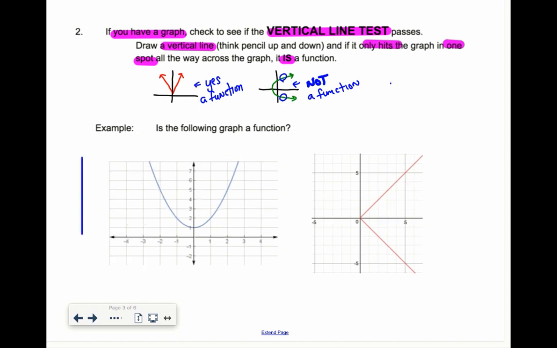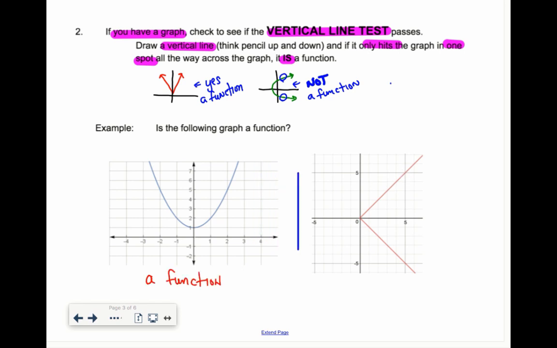So this first example, if I take my vertical line, you could use your pencil, and if I come across the graph, I am not seeing any point where it hits the graph in more than one spot. So if you look here, it does not do that. So you would write, this is a function. Do that for the second one.